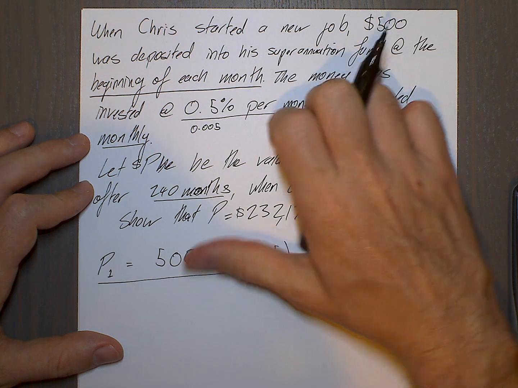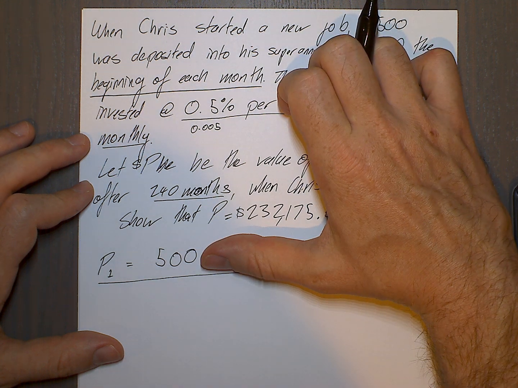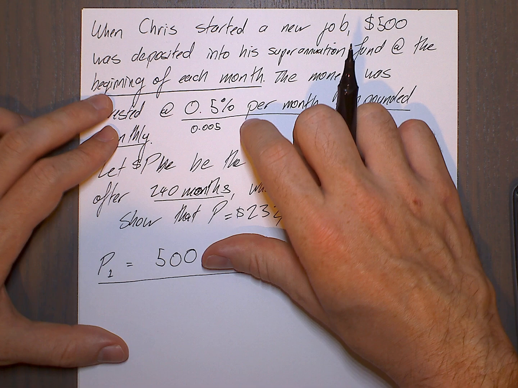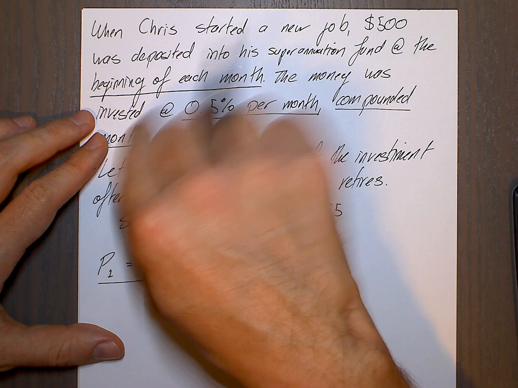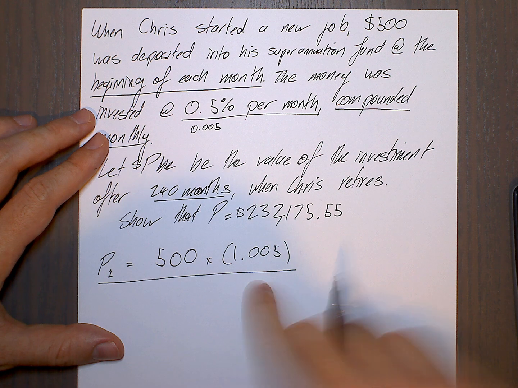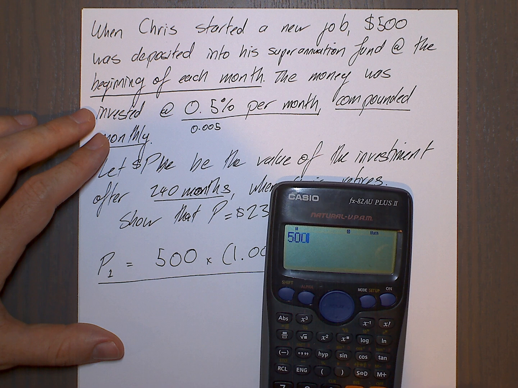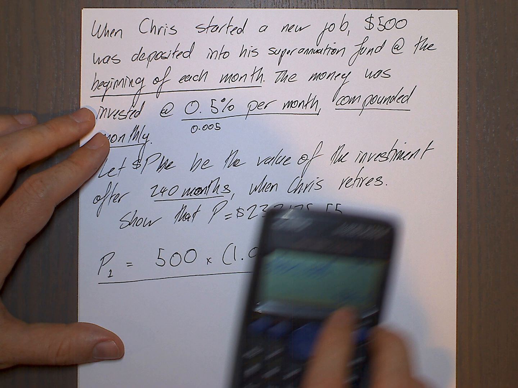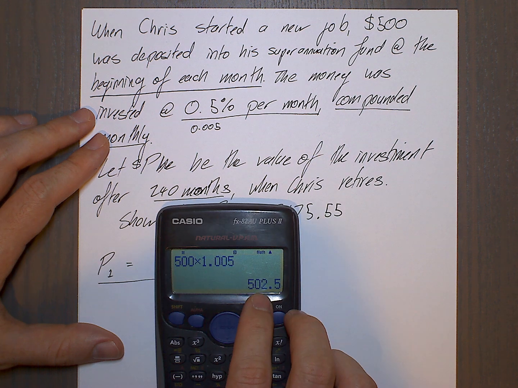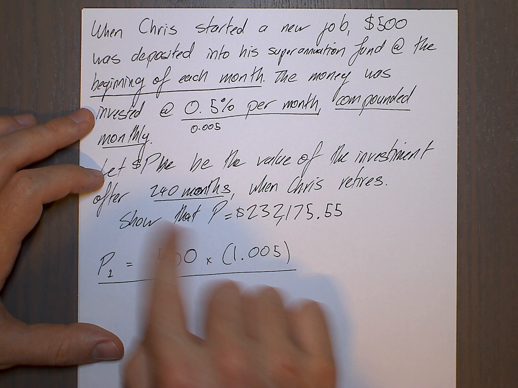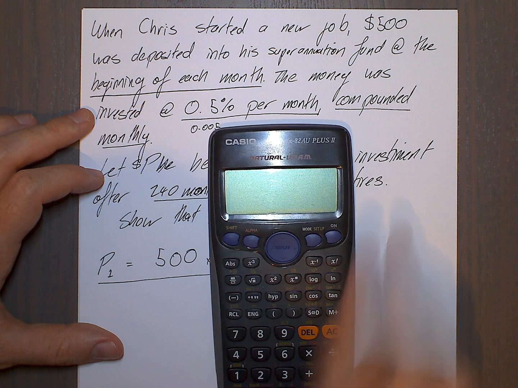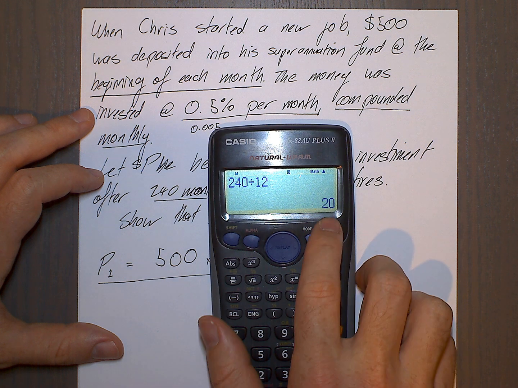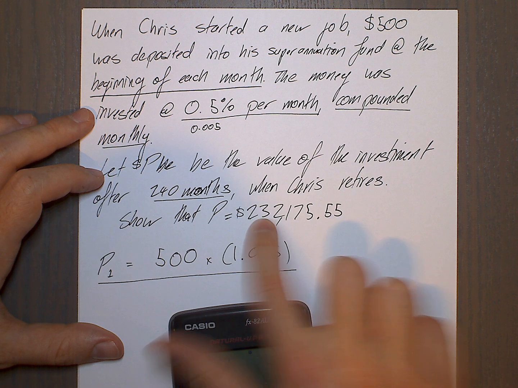The reason it's not just 500 for P1 is that if they were putting it at the end of the month, it would be, but because they're putting it at the beginning of the month, it develops interest. Just out of curiosity, it's going to be 1.005 times 500, a very small amount, just like $2.50. So it's going up very, very slightly. However, if we do this for 240 months, 20 years, it's going to grow to this amount.